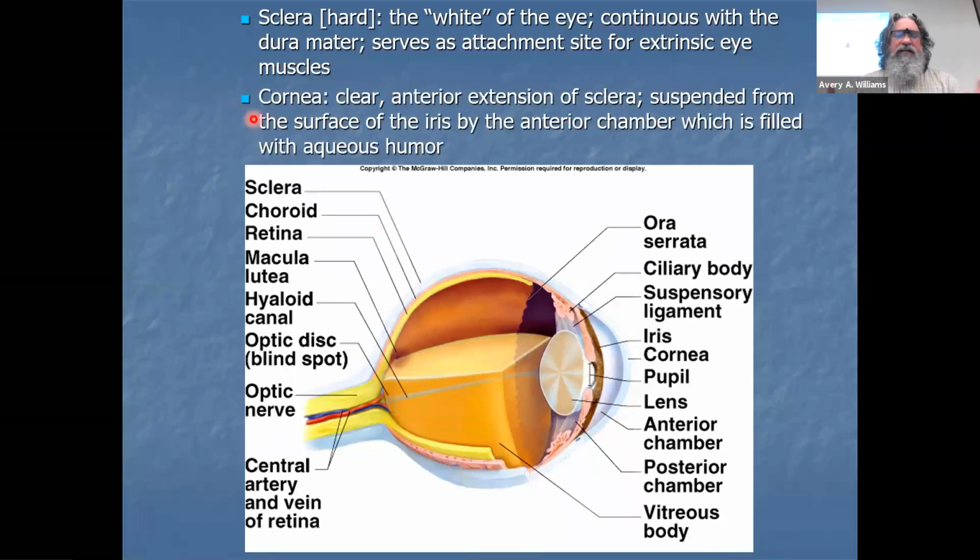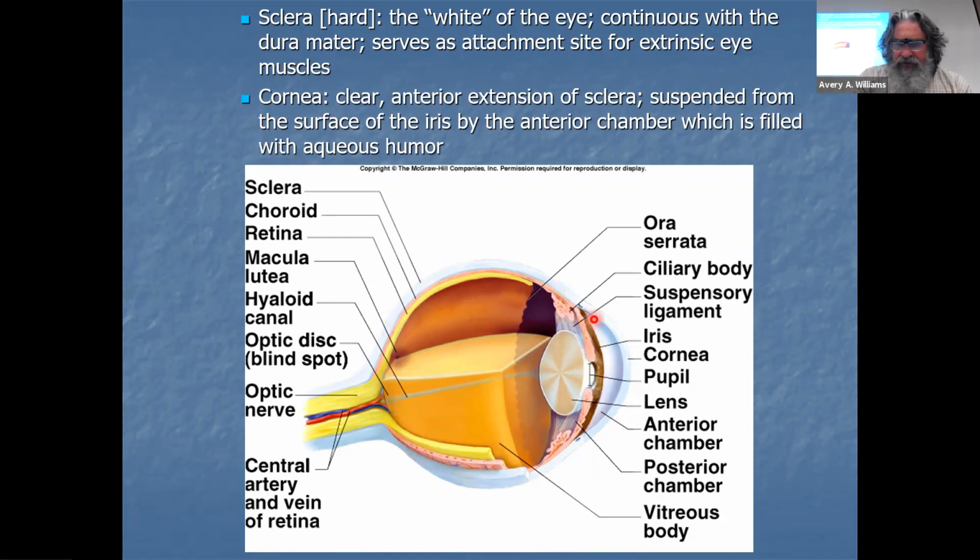The cornea, defined as the clear anterior extension of the sclera, suspended from the surface of the iris by an anterior chamber, which is filled with aqueous humor. So what I'm telling you is that here's your cornea, and then there's a space in there. And see the space they're pointing out? The anterior chamber.